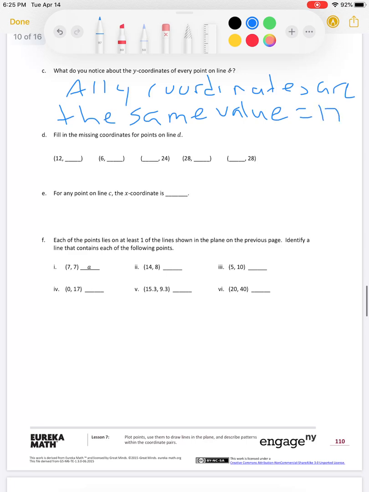Now fill in the missing coordinates for points on line D. So this is a little bit tricky. You just have to pay attention. We know that the first coordinate is x, the second is y. So they're asking us for the y for that one, y for here. Here they want the x coordinate, and they gave us y. Here they want us to fill in the y coordinate, and they give us x. Here they do not give us x. We have to provide x, and here we fill in the y coordinates.